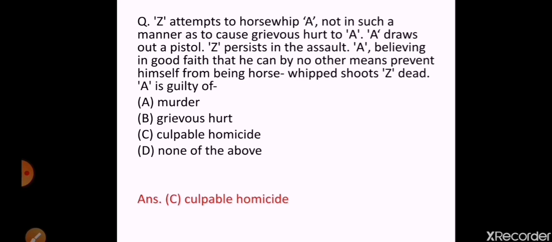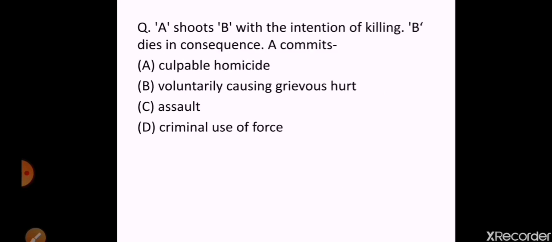So the next question is: A shoots B with intention of killing, B dies in consequence. A commits A. Culpable homicide, B. Voluntary causing grievous hurt, C. Assault, D. Criminal use of force. So here the correct answer is option A, that is culpable homicide, because A is shooting B with the intention of killing, and in consequence B dies. So now here it is culpable homicide.